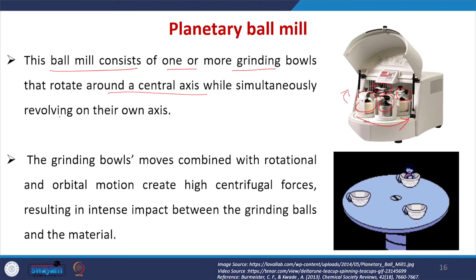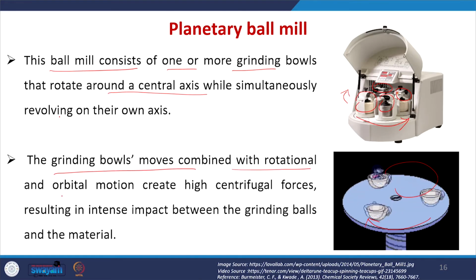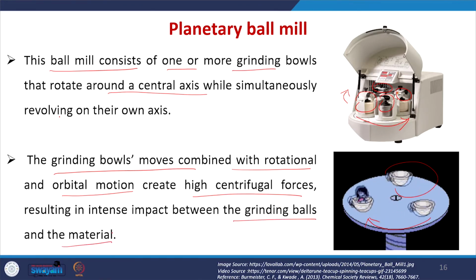You can see here the base is revolving in this direction and each cup is also revolving on its own axis. So, the planetary ball mill principle is similar to that. The grinding bowls move with a combined rotational and orbital motion, which creates a high centrifugal force and results in intense impact between the grinding balls and the material. That leads to the reduction in the particle size.